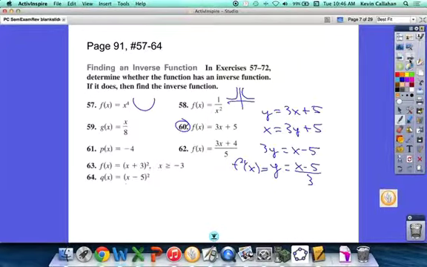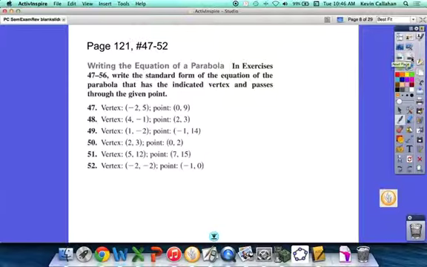Find an inverse. Given a vertex and a point on a parabola, how do we find the equation for the parabola?